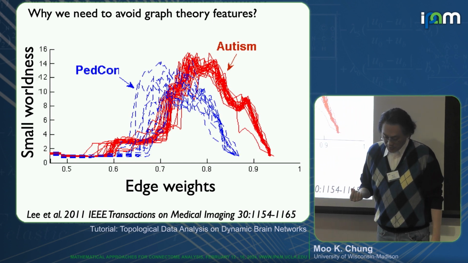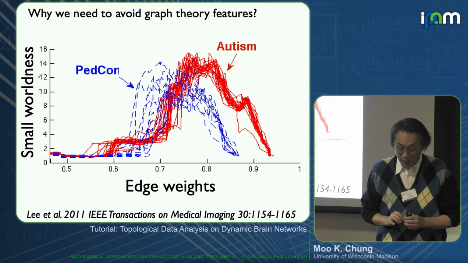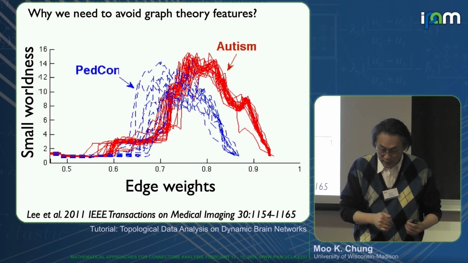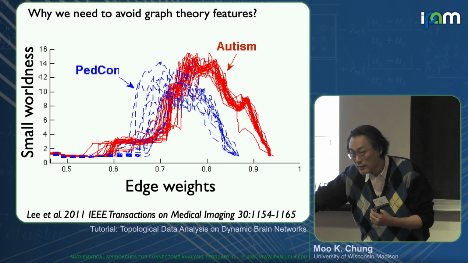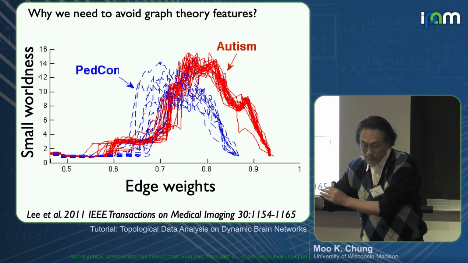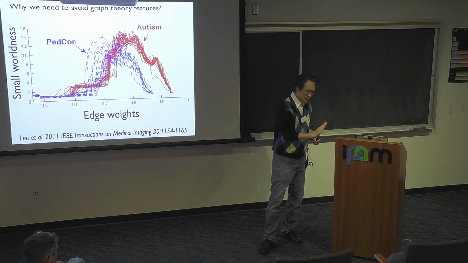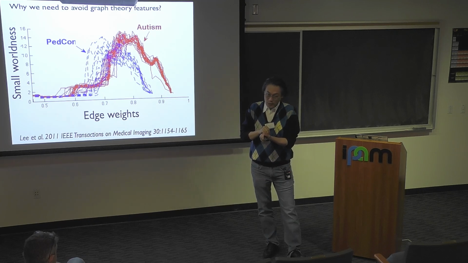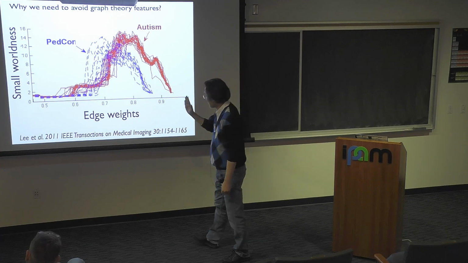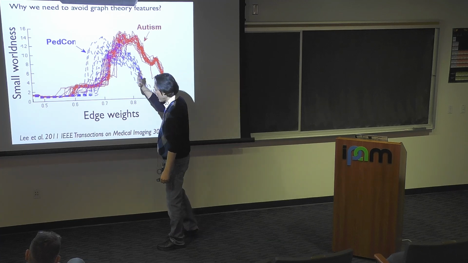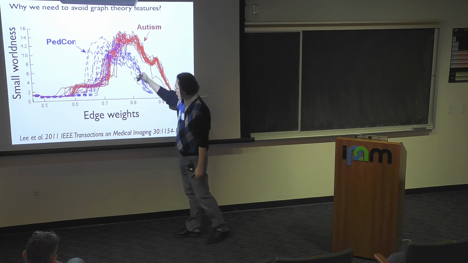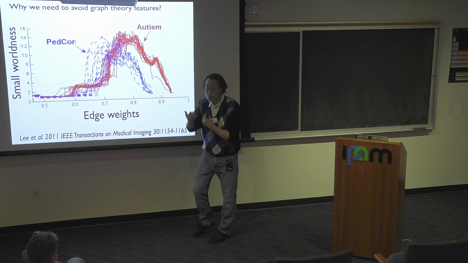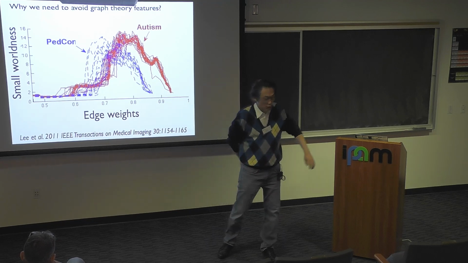Most of the graph theory features are developed on a binary network, 0 and 1. It's not developed for the weighted graph. Obviously, there's some weighted version, but those are very limited. The majority of the graph theory features are applied when the edge weights are 0 and 1. So it is necessary to threshold the connectivity matrix and use the unthresholded part of the connectivity matrix to build the graph theory features. What's wrong with that?